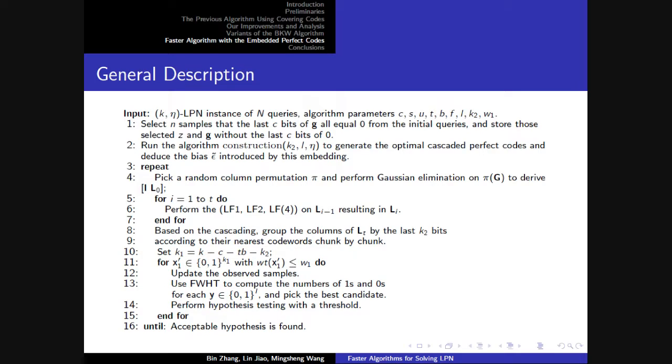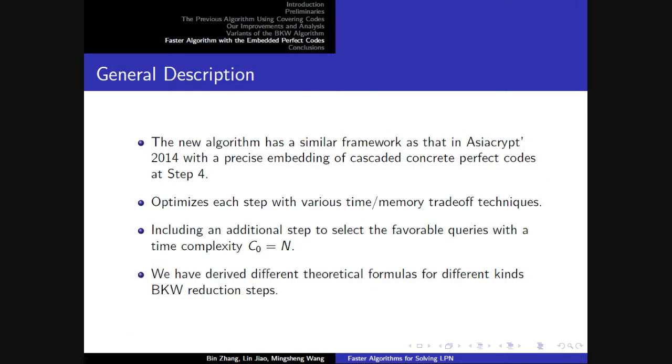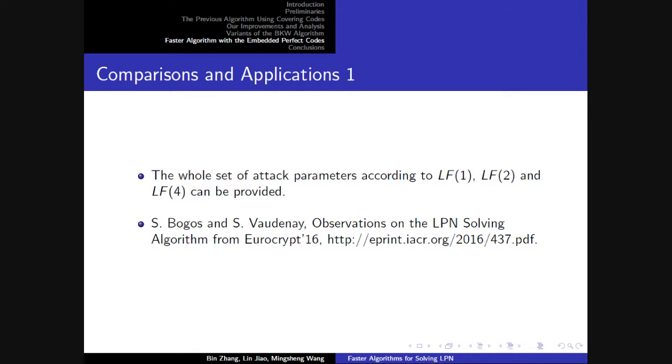The difference comes from here with RF4, and here we run to find the optimal cascaded perfect codes that will be embedded into the vectors of the matrix. Here is the same as before, and the new algorithm has a similar framework as that, but with the previous embedding of cascaded concatenated perfect codes at step 4, and we optimize each step with various time-memory trade-off techniques. We include an additional step to select the favorable queries with the complexity of this amount, and we have derived different theoretical formulas for different kinds of BKW reduction steps. And the whole set of attack parameters according to RF1, RF2, and RF4 can be provided.